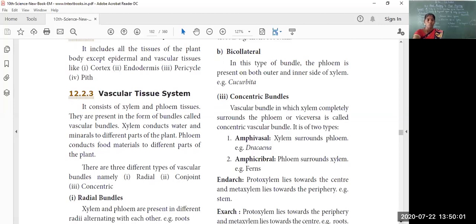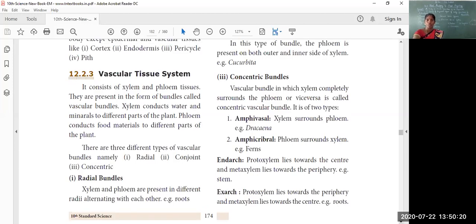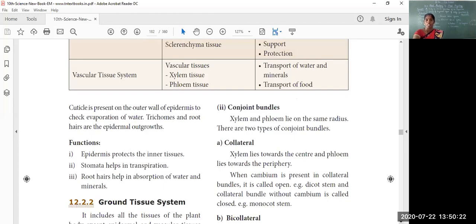Now we will see the radial bundles. Radial bundles are a type of vascular tissue system where xylem and phloem are present on different radii, alternating with each other. Example, roots. This type of bundle system is present only in the roots. Next, conjoint bundles. Xylem and phloem lie on the same radius. They are located in the same radii.